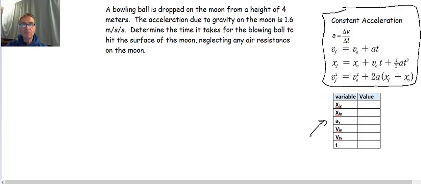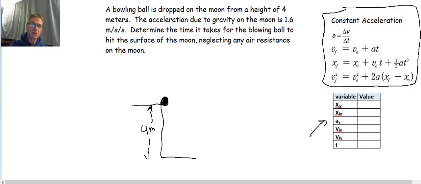So the problem says that a bowling ball is dropped on the moon from a height of 4 meters. Let's draw a little picture here. Say we're up on a cliff or something, and we have a bowling ball, and I'm not sure why we've taken a bowling ball to the moon, but we have. The displacement from where I'm going to drop the bowling ball down to the surface of the moon is 4 meters.